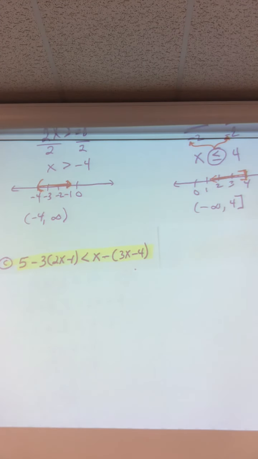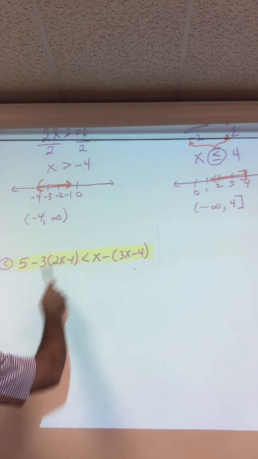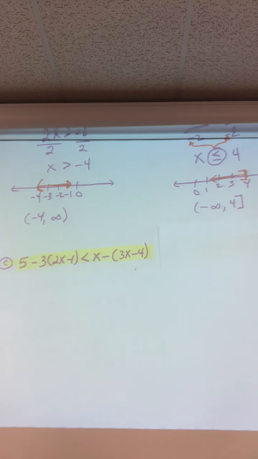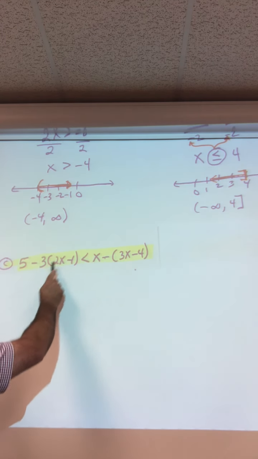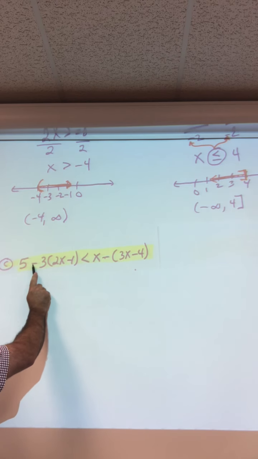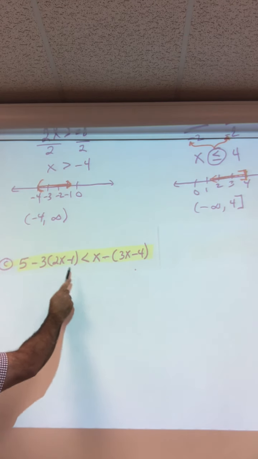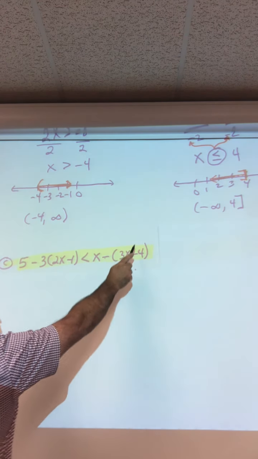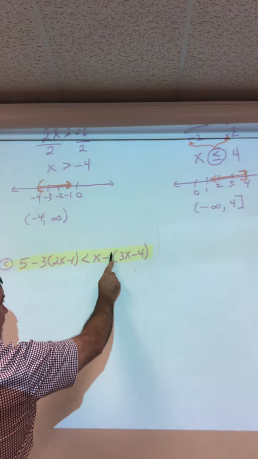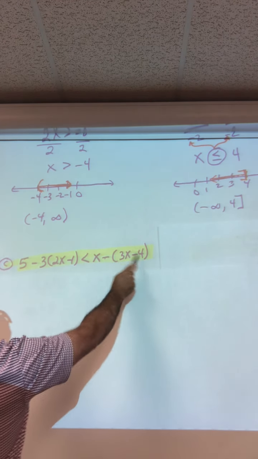All right. Now what I want to do is, remember I always want to do everything I can on both sides first. Well, I have grouping symbols. How do we get rid of grouping symbols? By distributing. But when you distribute, remember you're not multiplying by 3, you're multiplying by negative 3 times both of these. Same thing over here. To get rid of these grouping symbols, you're not multiplying by 1, you're multiplying negative 1 times both of these.